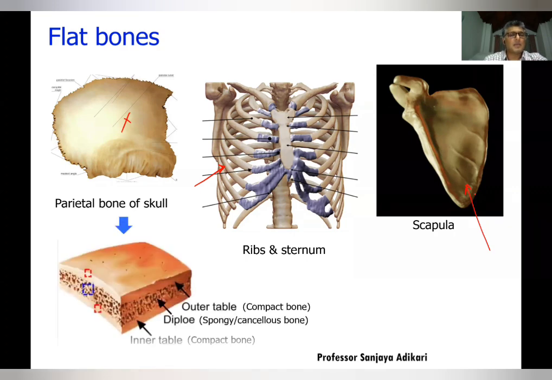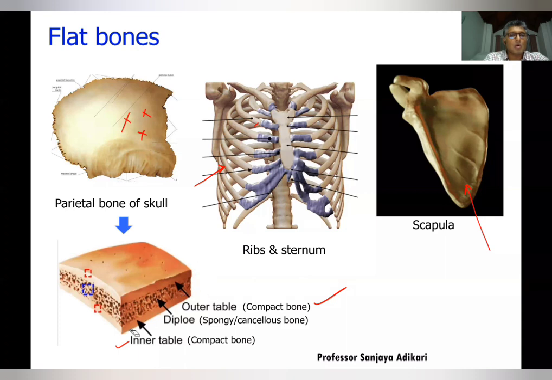And one other point here. If you take a flat bone like the parietal bone of the skull, especially the skull bones, you see an arrangement like this. If you look at the diagram, you have compact bone here and compact bone there, inside and outside, which are called the outer table and inner table. You call it outer plate and inner plate also. Then in between the two, you get cancellous bone or spongy bone.